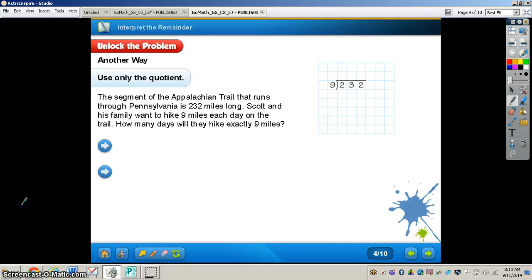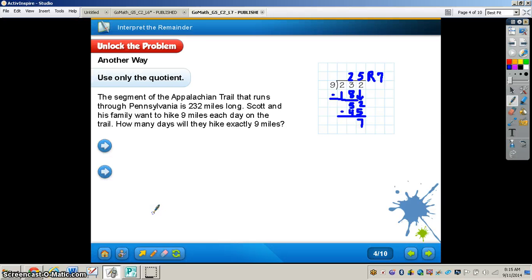Now it says the segment of the Appalachian Trail that runs through Pennsylvania is 232 miles long. Scott and his family want to hike 9 miles each day on the trail. How many days will they hike exactly 9 miles? Now what I want you to do is pause the video. I want you to work through that division problem first, and then we'll go through the steps in interpreting the remainder. So pause the video now.